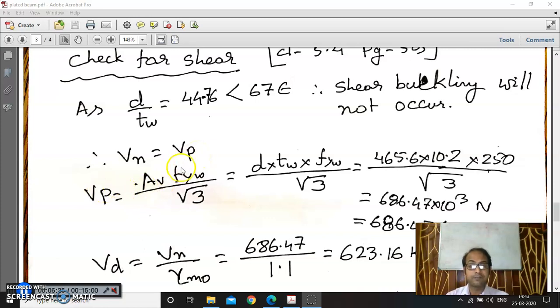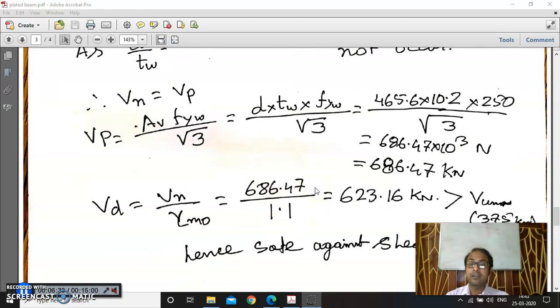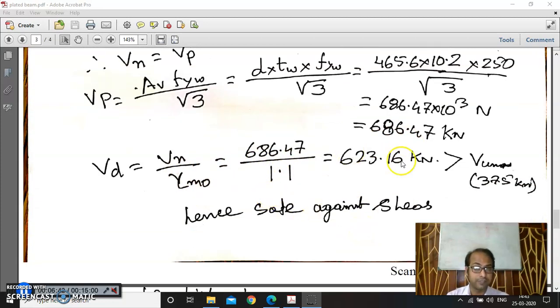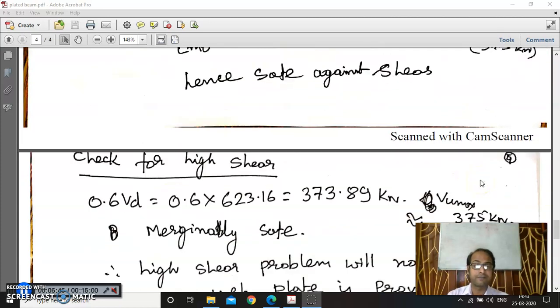So this is Vp. AV is the area of the web, D into TW, and FYW is 250, and it should be divided by √3 for the shear factor. We have calculated this as 686.47 and divided it by the factor of safety. We got the design shear Vd, which is greater than the shear coming on the section, hence it is safe against shear.